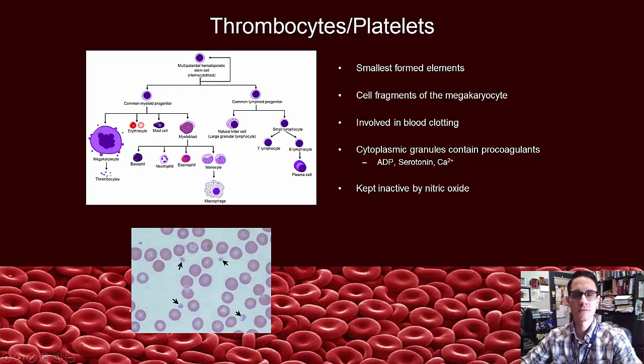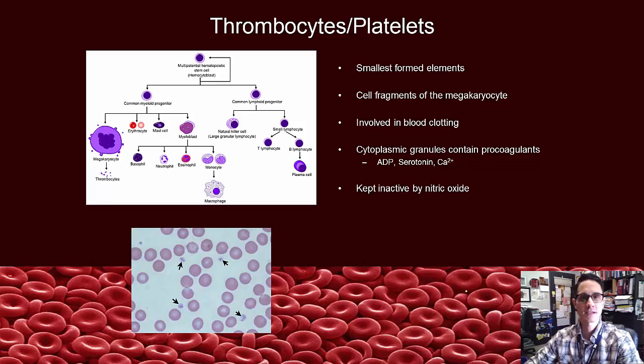Okay, welcome to the fourth screen capture video on the blood. What we're going to do in this video is talk about the final formed elements in the blood. So we talked about the red cells, we talked about white cells, so we talked about erythrocytes, we talked about leukocytes, and now we're going to talk about thrombocytes.